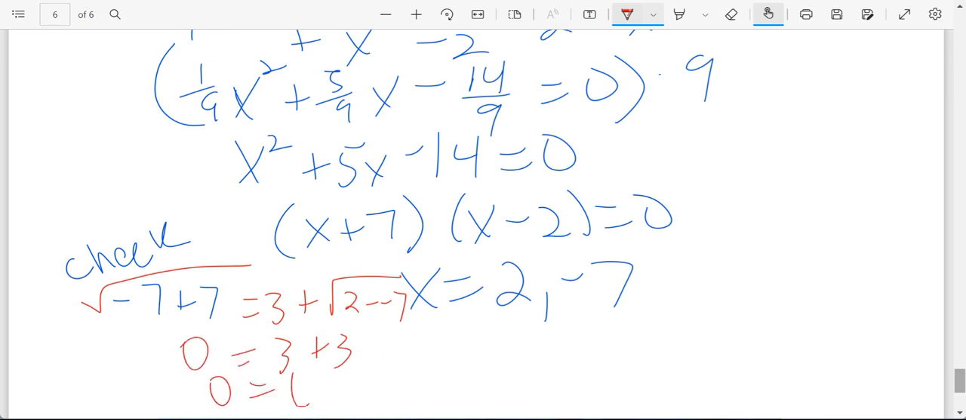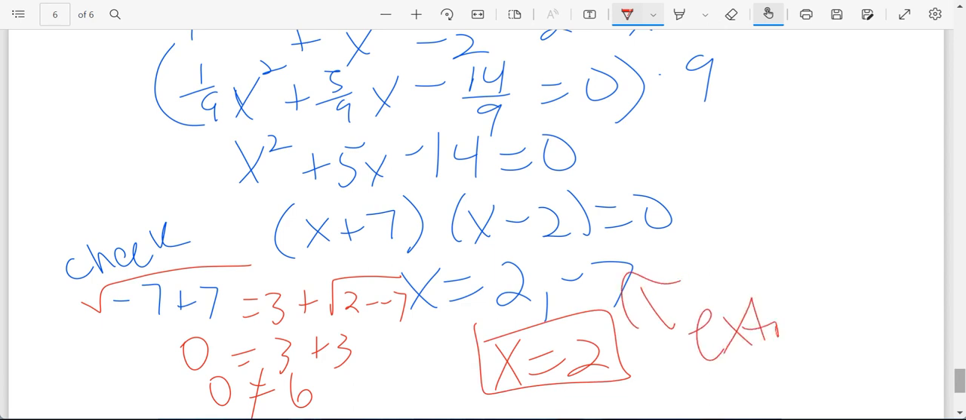0 does not equal 6, folks. So therefore, the answer is only x equal to 2. We will call negative 7 an extraneous solution. Extraneous solution. So negative 7 does not work, but 2 does. If you were to check 2, it does.